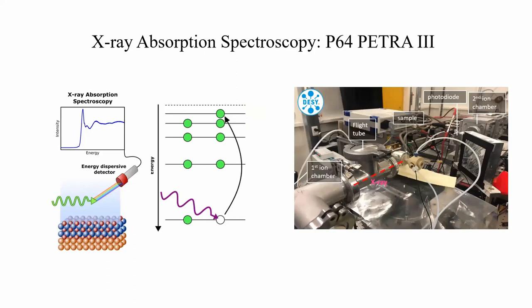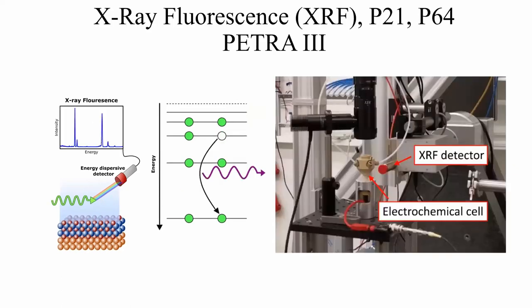Absorption spectroscopy we did at PETRA III at the beamline called P64. Here is the electrochemical cell that we used. The beam comes in here and we look at the electrolyte, which is in the cell. Then we do the absorption spectroscopy and get some signature of the electrolyte. We also have X-ray fluorescence, also at PETRA III, at P64.